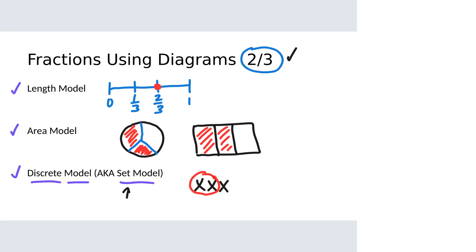If we were making a set model and we wanted to show 2/3, we wouldn't put 4 X's in there because that would be really hard to show 2/3 of. We'd go ahead and make it something that's easy to show 2/3 of. Maybe it's 3 and we circle 2 of them. Maybe it's 6 and we circle 4 of them, something like that.